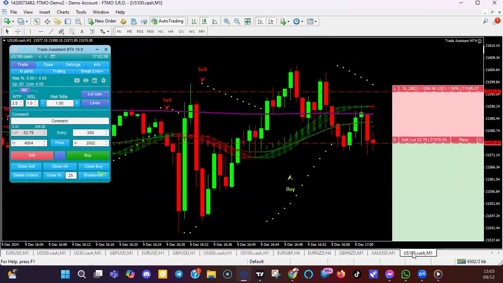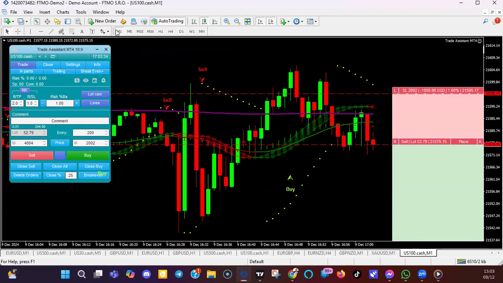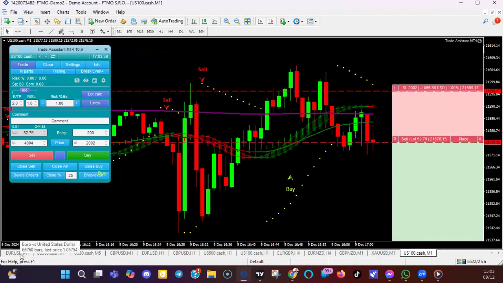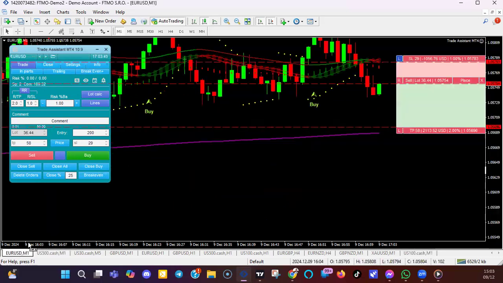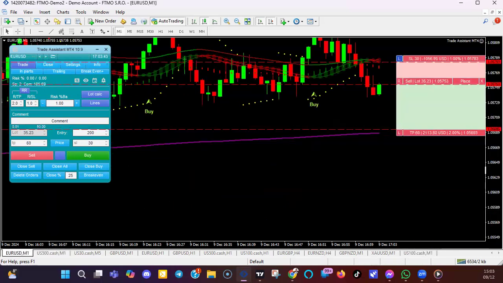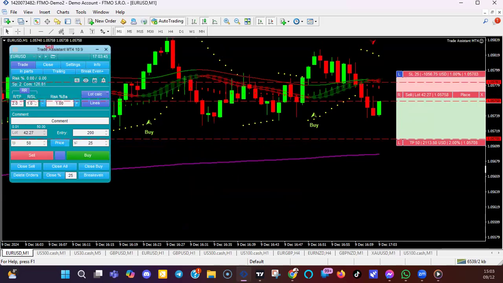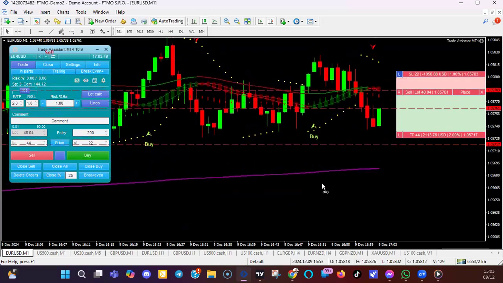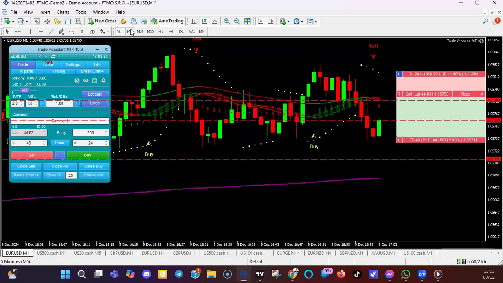I am not sure which one to take. I'm taking both of them, one or the other. And I really favor the EURUSD at this stage, because of how it looks on the 5-minute.